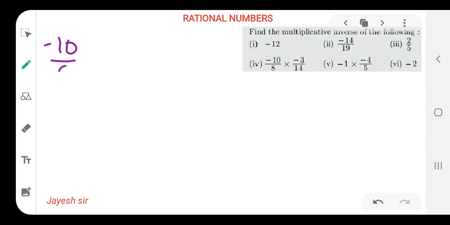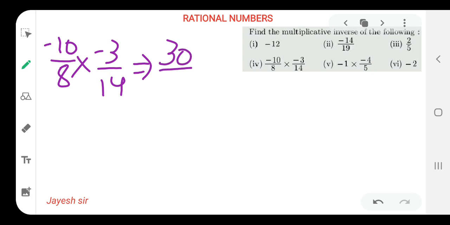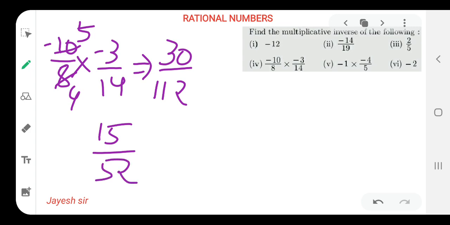Minus 10 by 8 into minus 3 by 14. Now I have already explained to you, friends, what we are supposed to do. We are supposed to simplify it further for our convenience. So minus 10 into minus 3, that means 30 upon 14 into 8, which is 112. Yes, friends, you can solve it by another way also. You can also solve it by the 4 table, 5 table. So your result would be 15 upon 14 into 4, which is 52. That's one and the same thing, friends.